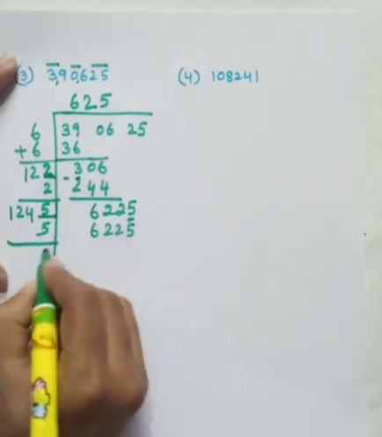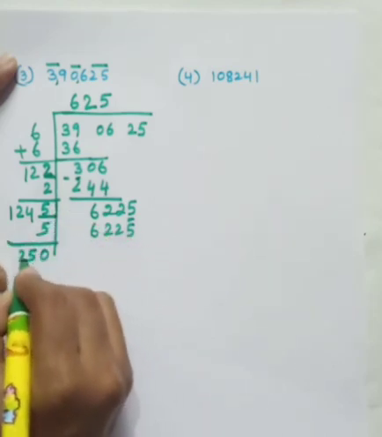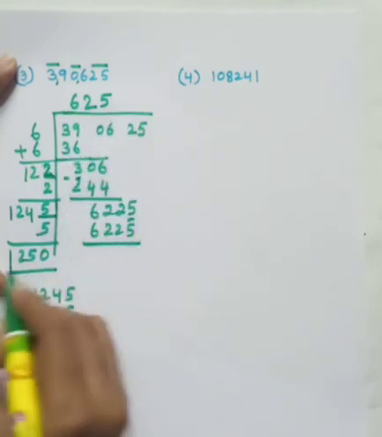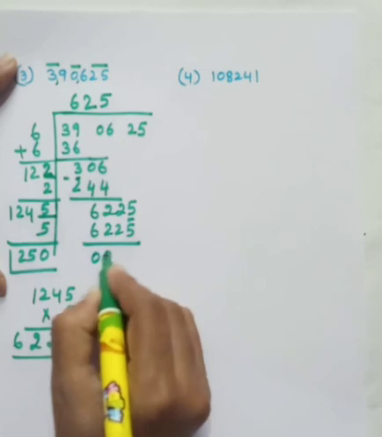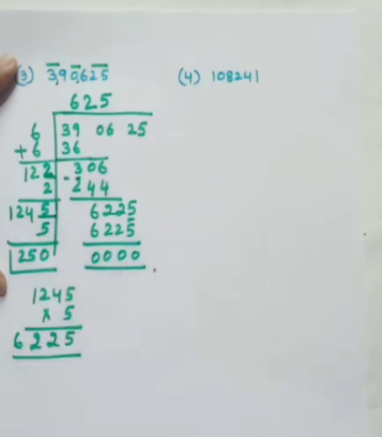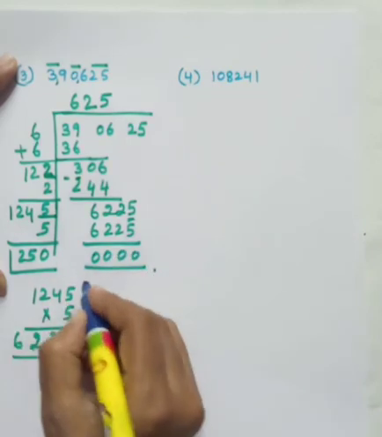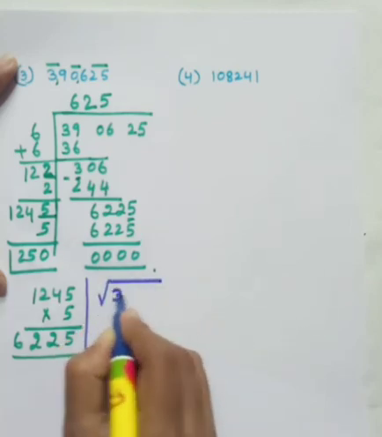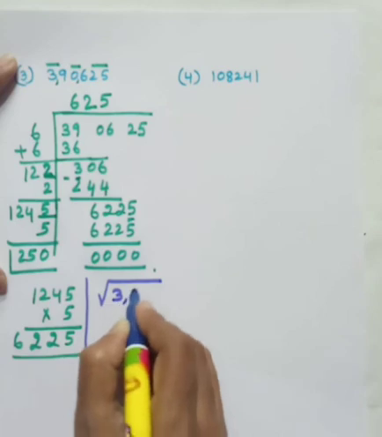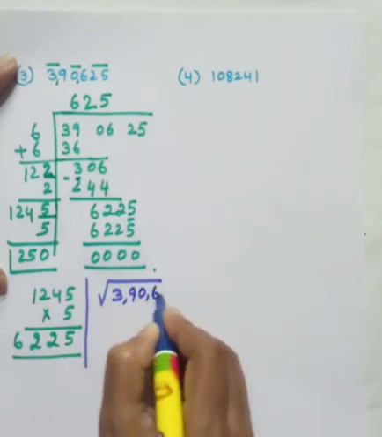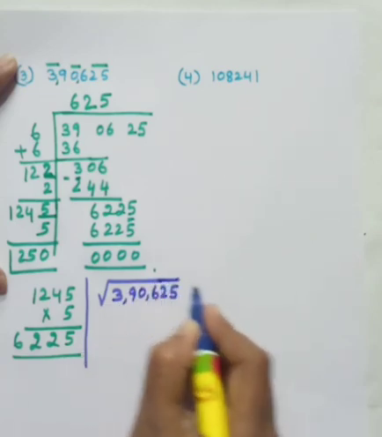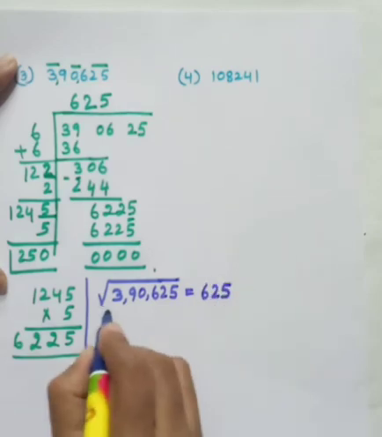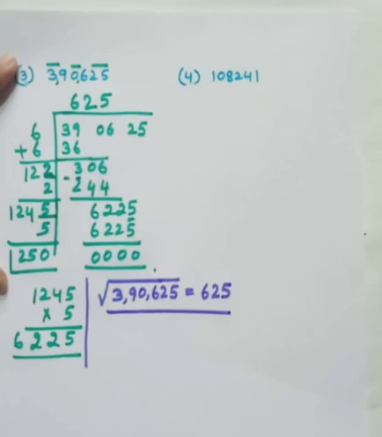So see 0, 5, 2, 1. 625 2s are 1250. So we are correct. So see, what is our answer here? Root of 3,90,625 is equal to 625. This is our answer.